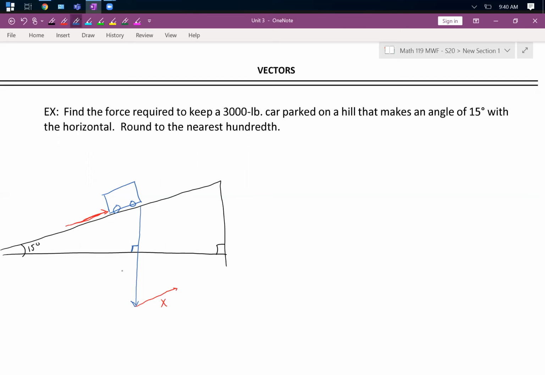Oh, I didn't label my blue vector. I should do that, 3,000. And then the last thing we want to do is draw in a vector that starts the same place as our blue vector, but is actually perpendicular to our incline. Okay. Questions on the diagram?